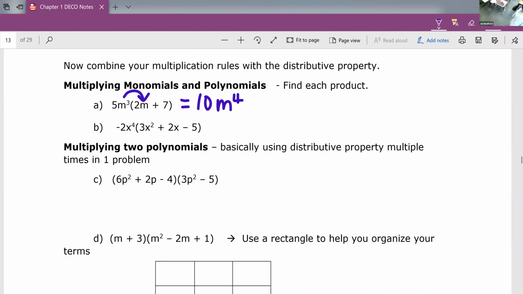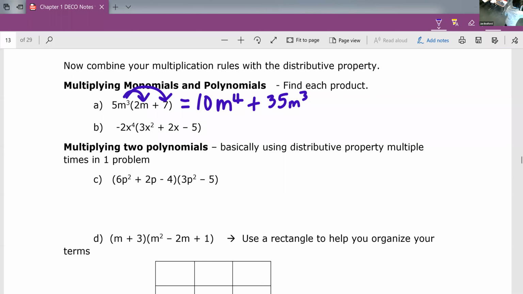Okay. Then we got to multiply this 5m to the 3rd times this plus 7 at the end. What is that going to give me? And so what do I need to write next? Plus 35m to the 3rd. Remember what we said about distributive property. However many terms were in the parentheses before you distributed, you should still have that many terms after you distribute. So 2 terms here, 2 terms here.